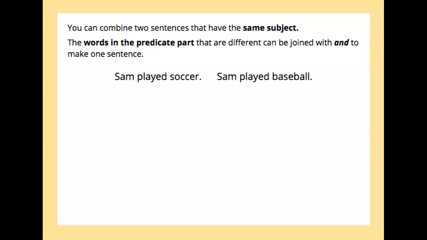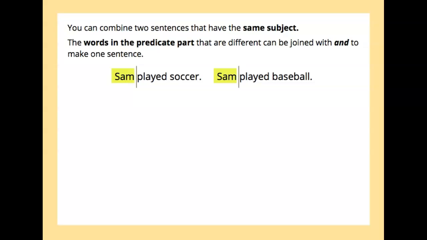Here we have two sentences. Sam played soccer. Sam played baseball. Where can we draw lines to split the subject part and the predicate part? Very good. What is the same in these two sentences? The subject part is the same. Sam is the subject part in both sentences. The verb played in the predicate part is also the same.